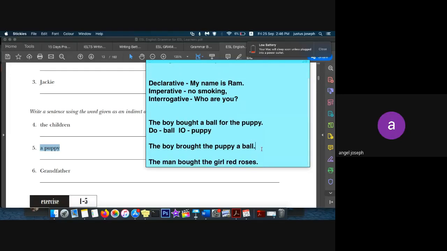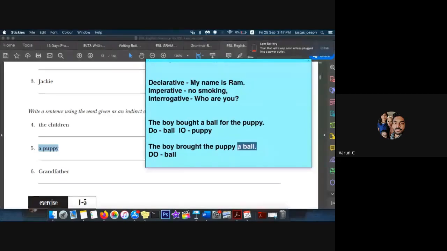Okay, look at the second sentence. Direct object. Boy brought. What did the boy bring? Did he bring the puppy or did he bring the ball? Ball.